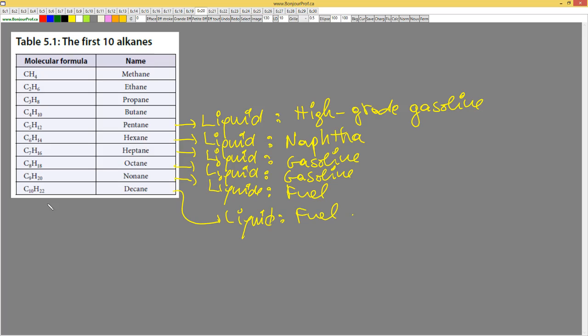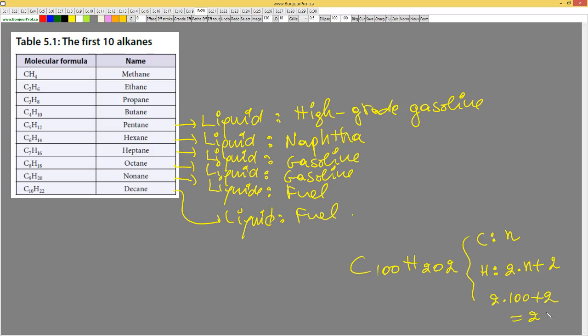etc. Do we have more than 10 alkanes? Of course, we can have 100. For example, I can have C100H202. If I have 100 carbons, how can I find the number of hydrogens? There is a rule. If I have n carbons, then the number of hydrogens is 2 times n plus 2. For example, here I have 100, so it will be 2 times 100 plus 2.